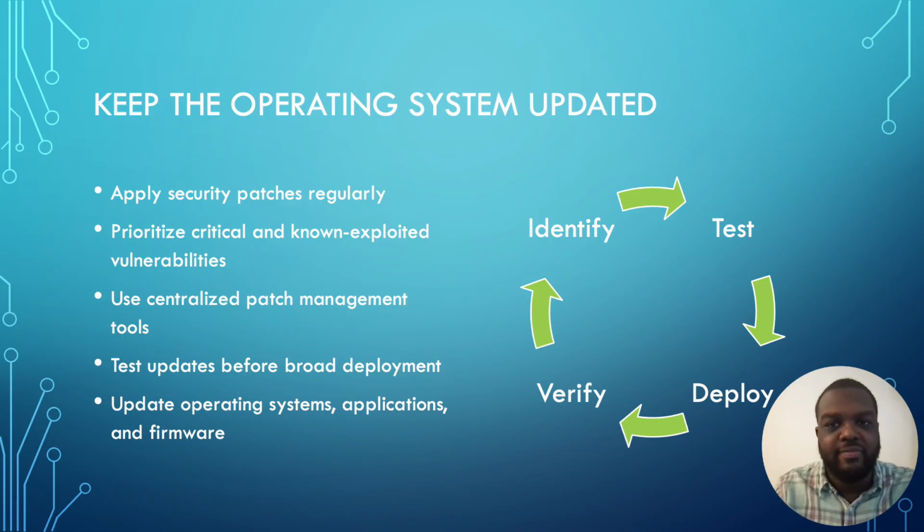IT departments should have a structured patch management process that includes identifying systems, prioritizing critical updates, testing changes when needed, deploying patches, and confirming that updates were applied successfully. This process should include not only the operating system, but also applications, drivers, and firmware, since all of these can affect security. Keeping systems updated is critical, but updates alone are not enough. Another major layer of security is controlling who has access to the system.